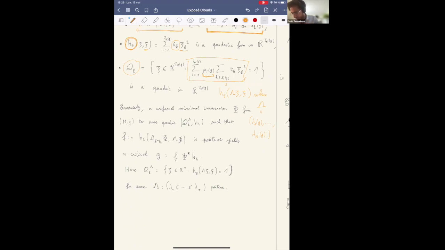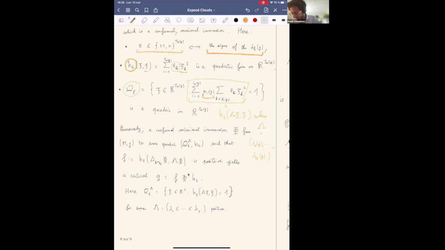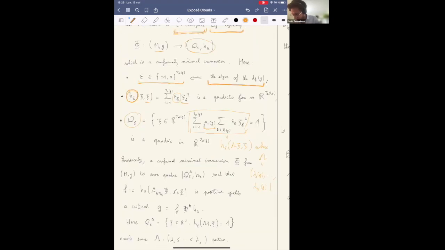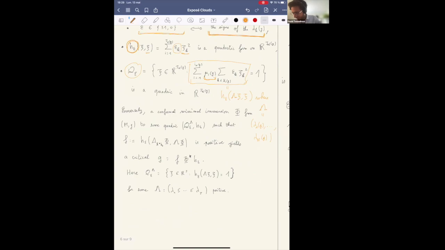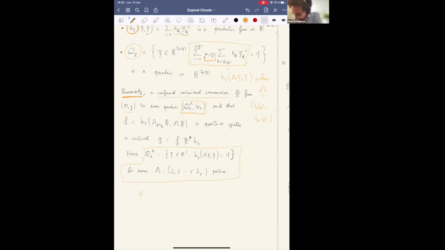We also have a version in the Steklov case, but I decided not to include it here to keep things reasonable for today. We also obtain a converse statement, which says that if we are given a conformal minimal immersion phi from M with metric g to some quadric, and here the quadric is defined here, just for some parameters, some epsilon and big lambda.